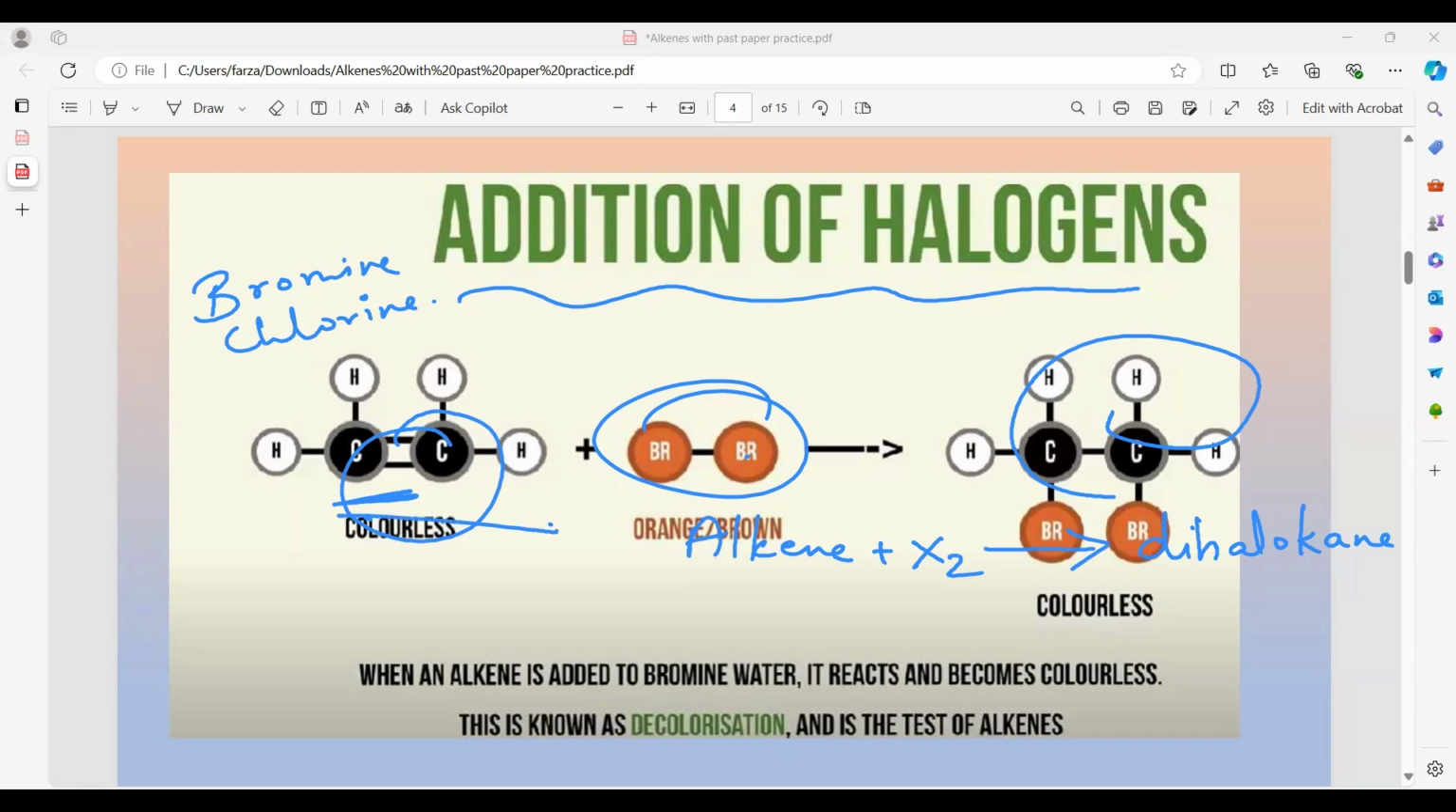This is a very important reaction, because our reactants here are alkenes and halogens. What happens here is when you add a colorless substance to something which has color, brown bromine, liquid brown bromine, the solution becomes colorless. So this is basically decolorized. This is a very important visual test for the presence of alkenes.